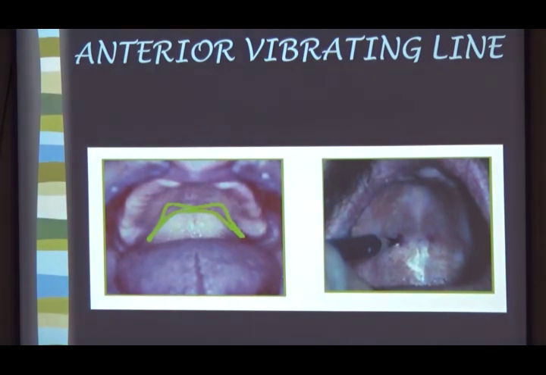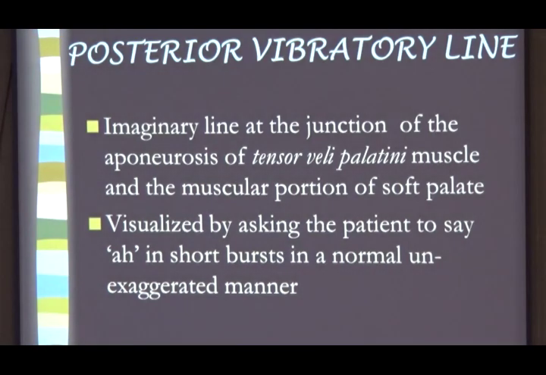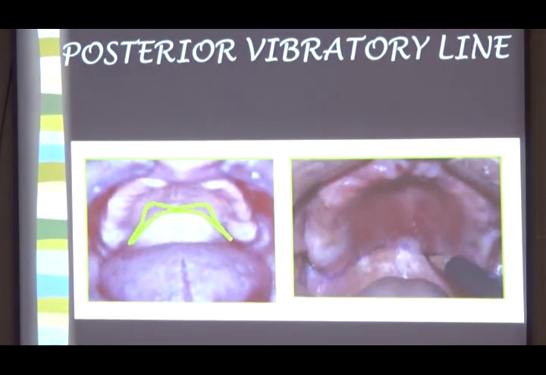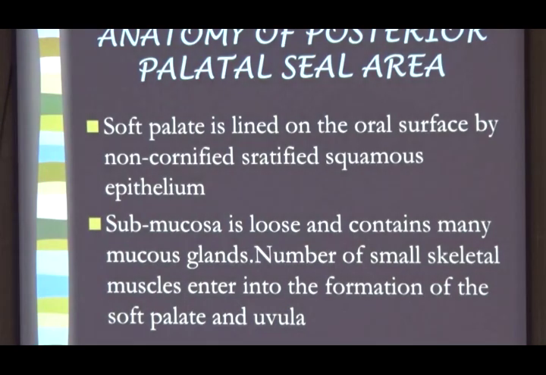So how to locate it? You can mark it with your eosine pencil. The posterior vibrating line is the imaginary line at the junction of the aponeurosis of tensor veli palatini muscle and the muscular portion of the soft palate. So your posterior palatal seal area almost ends with this aponeurosis of tensor veli palatini. After that you have all the other muscles of the soft palate. It is visualized by asking the patient to say 'ah' in short bursts in a non-exaggerated manner. That's how you mark your posterior vibrating line.